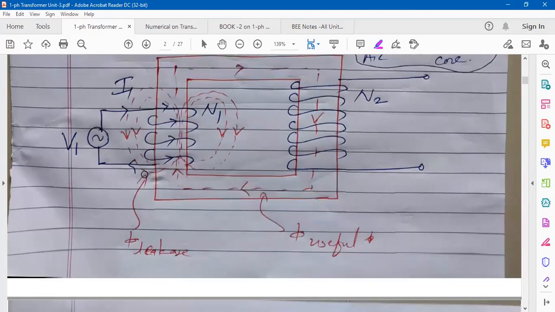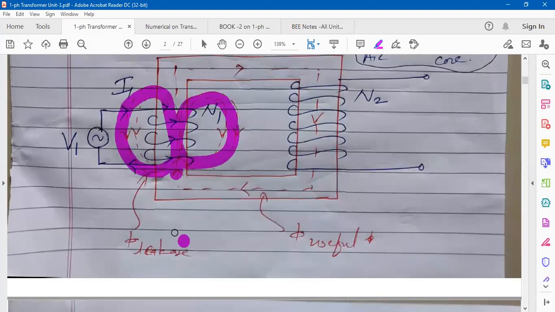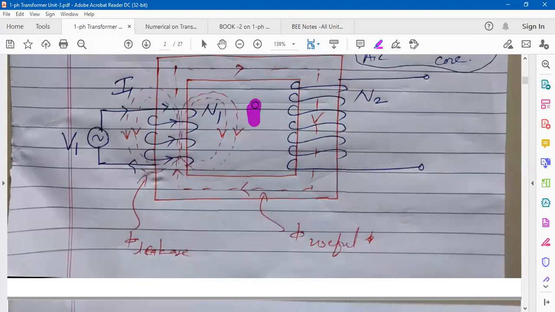That's why it is called useful flux. 2 to 5% flux completes its path through air, and this flux doesn't help in producing the output. That's why it is called leakage flux. This leakage flux is completing its path through air. Consider here air is there around this transformer. Air relative permeability is less, but it is not 0, it is 1.